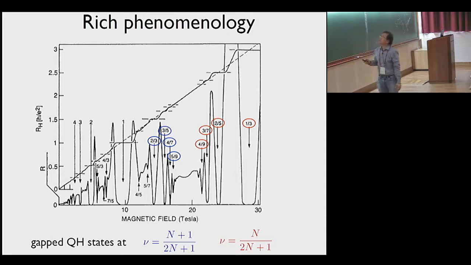And there seems to be an infinite number of these fractions in an idealized system with no impurities. Some of these are organized into nice series, like n divided by 2n plus 1, and n plus 1 divided by 2n plus 1. These are called Jain sequences. And we are going to talk about some physics that happens in these sequences, especially when this number n goes to infinity, becomes large. Now we just keep in mind that these filling fractions correspond to gapped quantum Hall states.